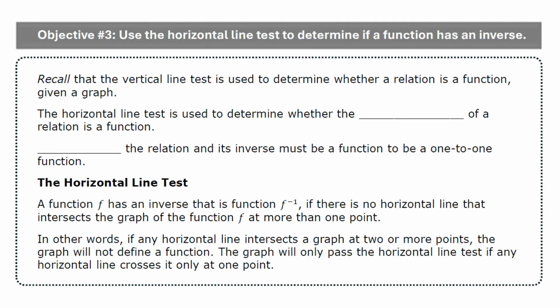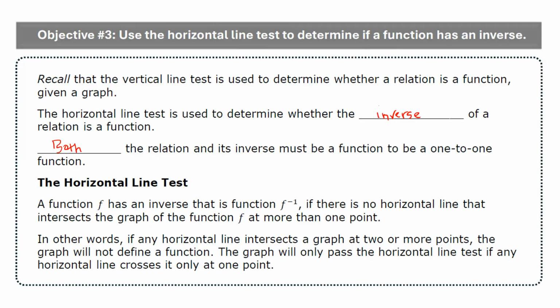All right, objective 3. Use the horizontal line test to determine if a function has an inverse. So recall that the vertical line test is used to determine whether a relation is a function given a graph. So the horizontal line test then is going to be used to determine whether the inverse of a relation is a function. Okay, so both the relation and its inverse must be a function to be a one-to-one function.